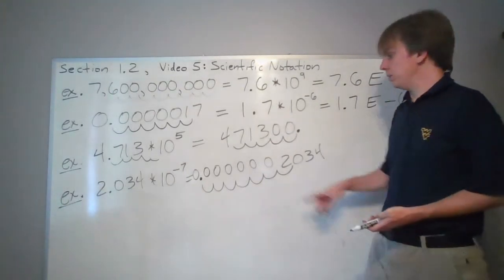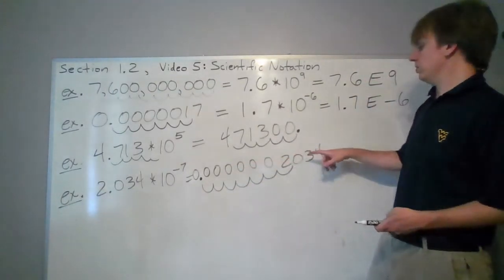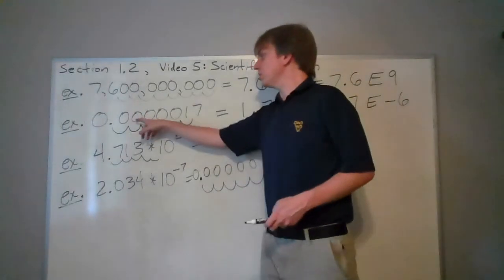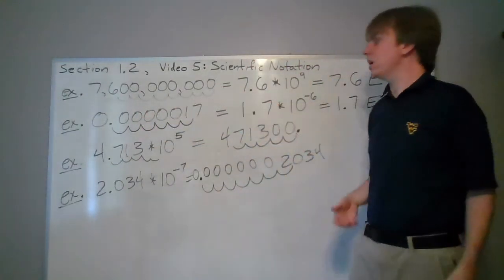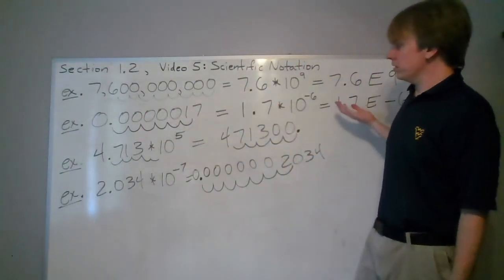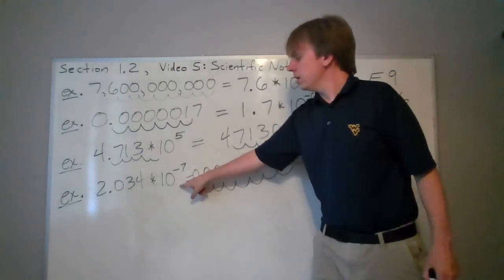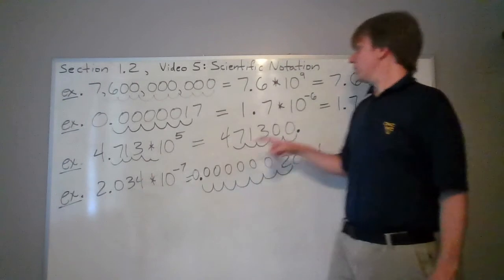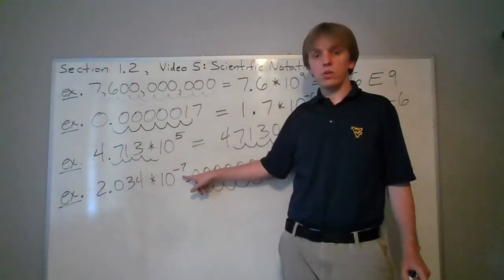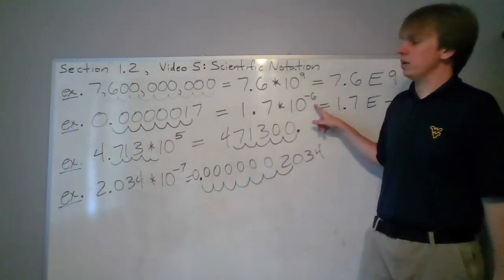Staring at two numbers like 0.0000002034 versus 0.00000017, I don't know which one of those is bigger. It's too many zeros. If I stare at these though, this has a bigger negative exponent, so probably that means it's even smaller than the one with a -6 exponent.